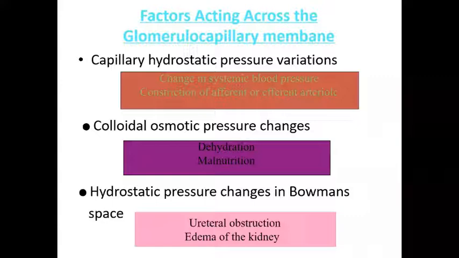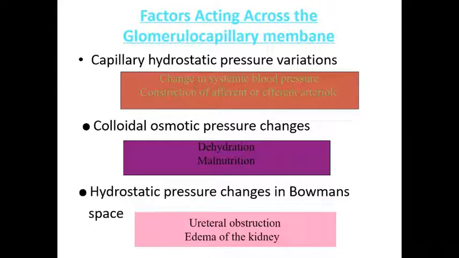So to start with, you have the capillary hydrostatic pressure variations that will have an effect on the glomerular filtration rate. So, a change in the systemic blood pressure. For instance, if you have an increase in blood pressure, it means that renal plasma flow is going to increase. But remember, we said that the kidneys have an autoregulatory mechanism that will try to resist the blood pressure in the kidneys when you are hypertensive to some extent.